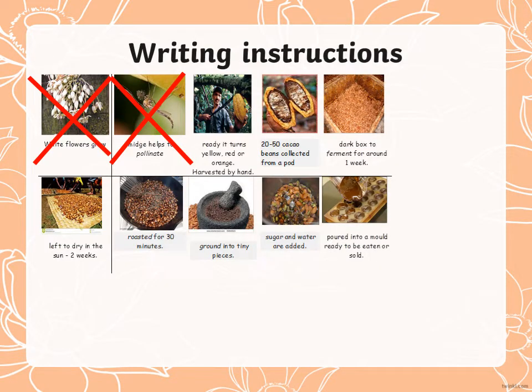Here are our steps that we need to write instructions for. I've crossed out the first two because we're not going to write instructions for those parts. Those parts are for the plant to do and for the midge to do. So our first step is looking at the pod on the tree. And we're going to think about the bossy verbs that we need, the imperative verbs that we need for each step.